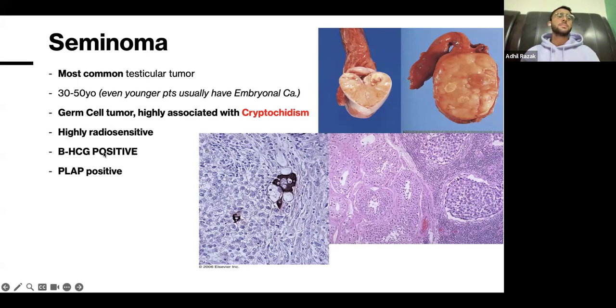So this is highly radiosensitive, and it's beta-HCG positive and PALP positive. PALP is placental alkaline phosphatase. And these are the characteristic images that you should remember: fried egg appearance, whatnot. And the picture on the right, I hope you can see my cursor here, on the left side of this image is in situ tumor. It's an in situ germ cell tumor. On the right side, it's fully manifested into a seminoma. Yes, cryptorchidism is undescended testes.